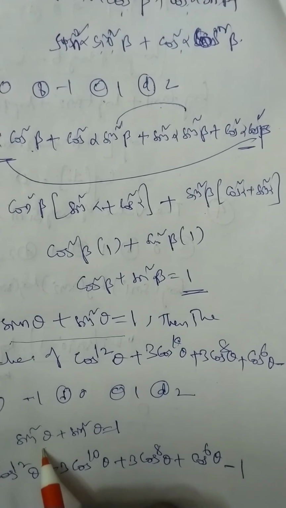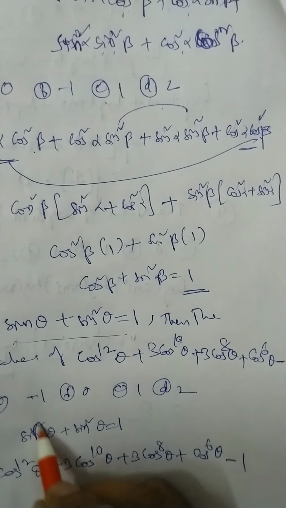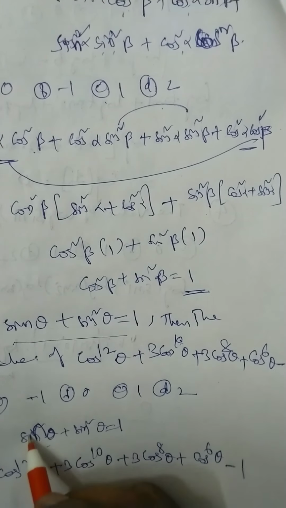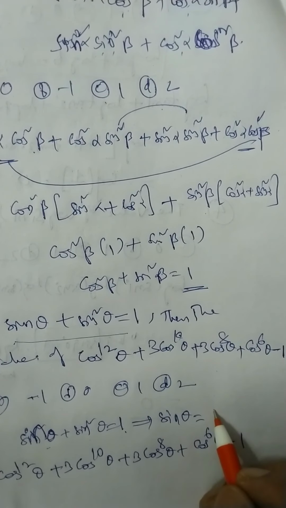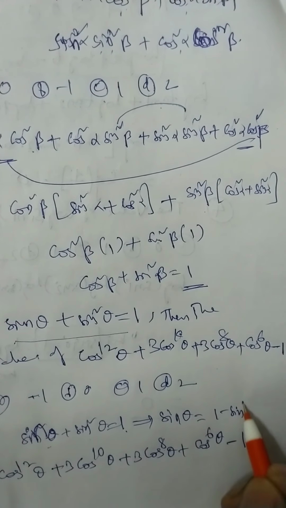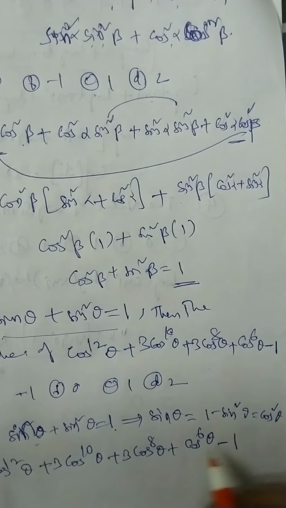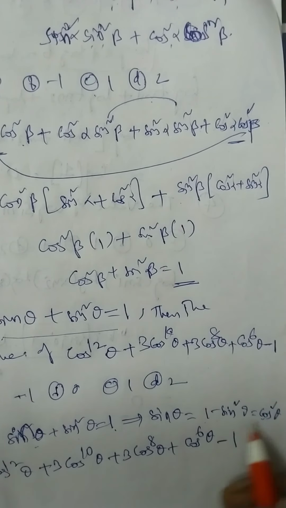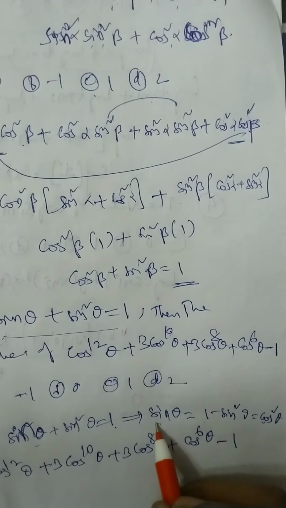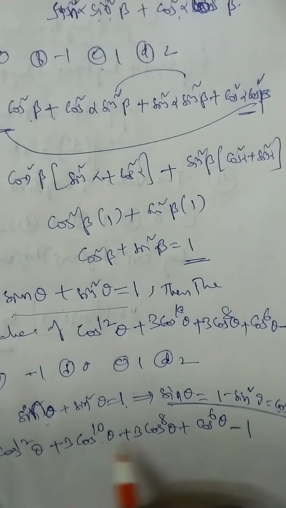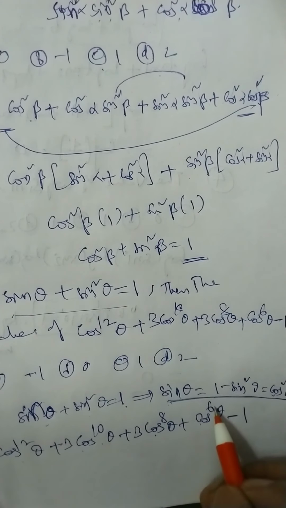So here, as you have been given sin theta plus sin square theta equals 1, from this we can write sin theta value as 1 minus sin square theta, and that is equal to cos square theta. 1 minus sin square theta value is cos square theta. So sin theta value is cos square theta. Now come to our expression given here: cos power 12 theta, 3 cos power 10 theta, 3 cos power 8 theta, cos power 6 theta.